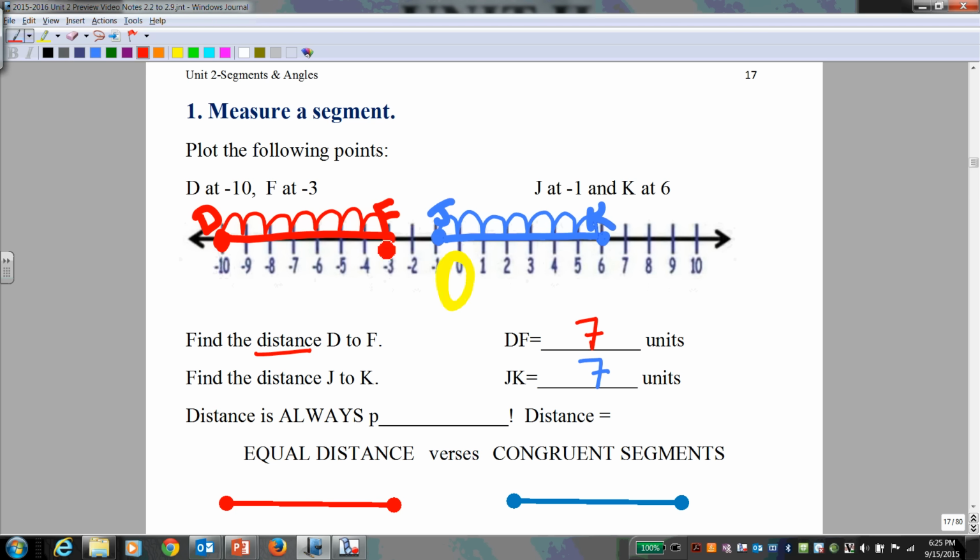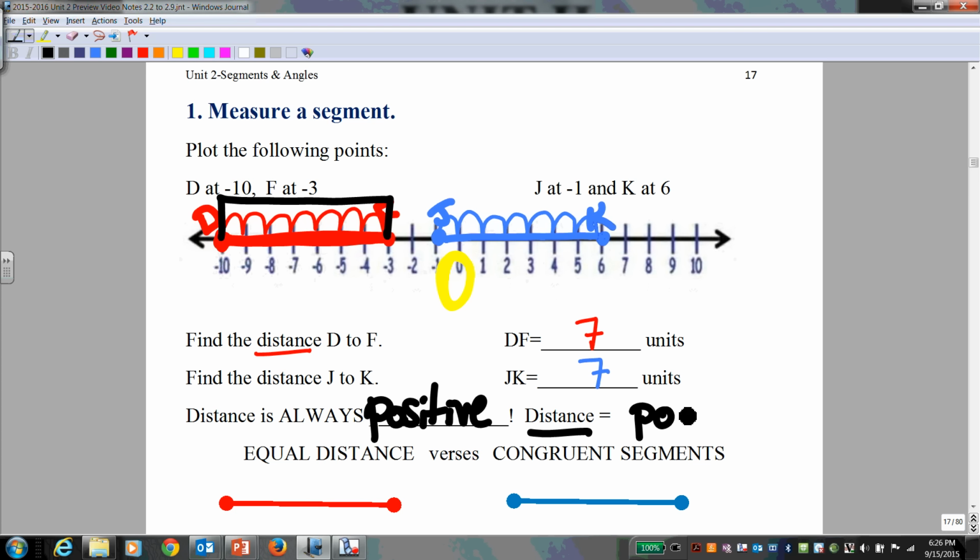So even though this red segment is completely and totally on the negative side of the number line, its distance, the actual numerical distance or length, if you will, or measure of this segment is always positive. Distance is always positive. So when we see the word distance, we're always talking about a positive measurement.